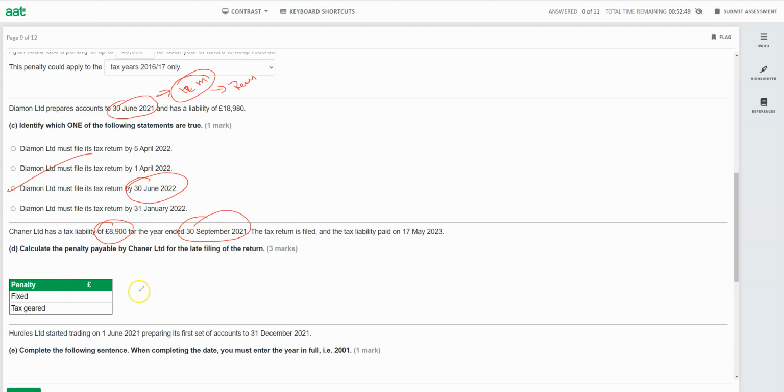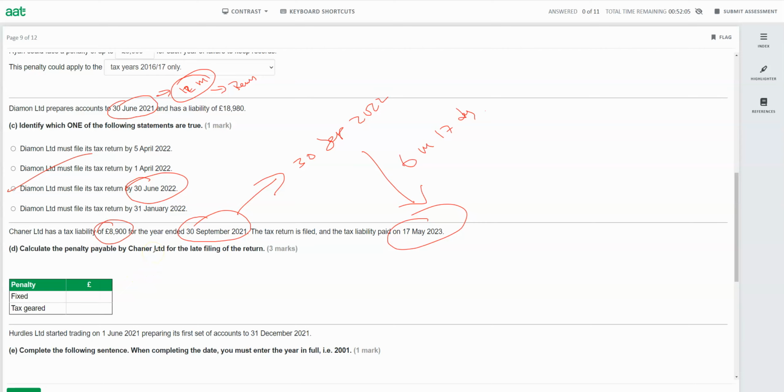The next one we have here: C Limited has a tax liability of 8,900 for the year ended 30 September 2021. The tax return is filed and the tax is paid on 17 May 2023. So if we have a year end of 30 September, then we need to submit the return by 30 September 2022. But we submitted in May 23. So how many months after? October, November, December, January, February, March, April, May. So more than 6 months, 6 months and 17 days. Now the question is, how much will the penalty be?